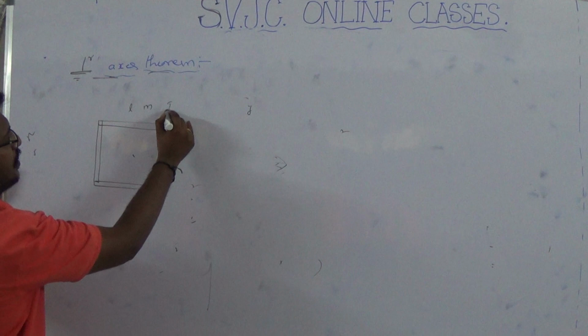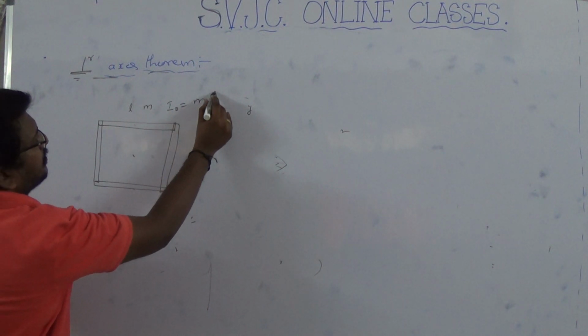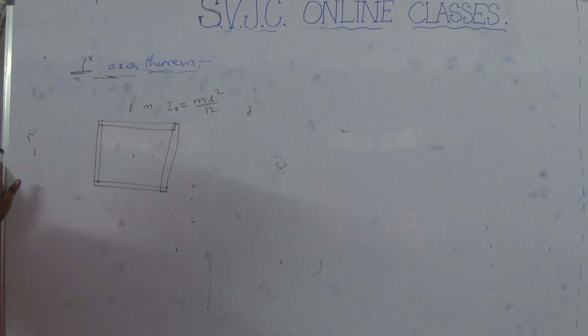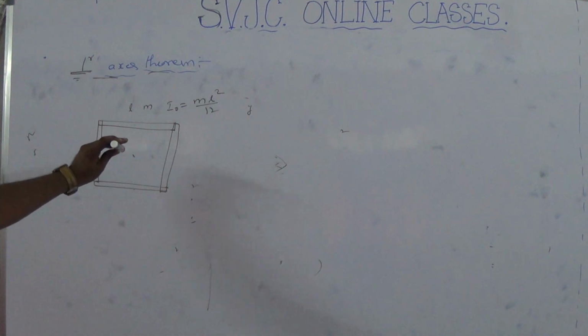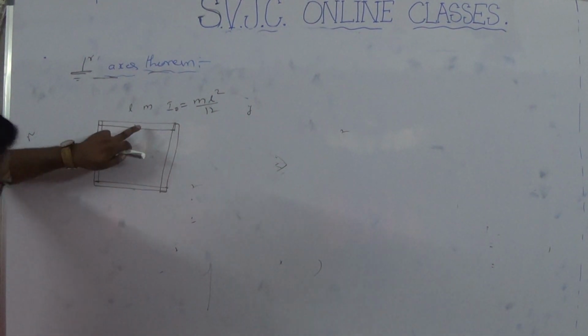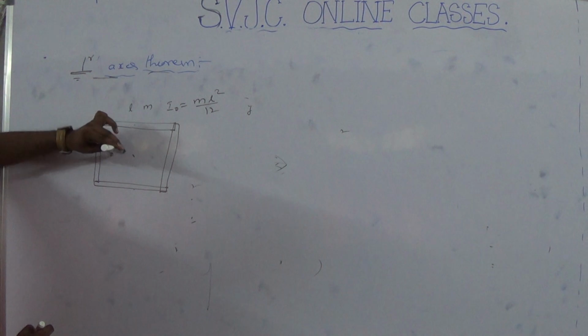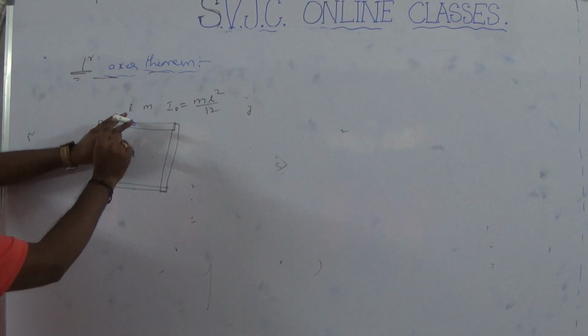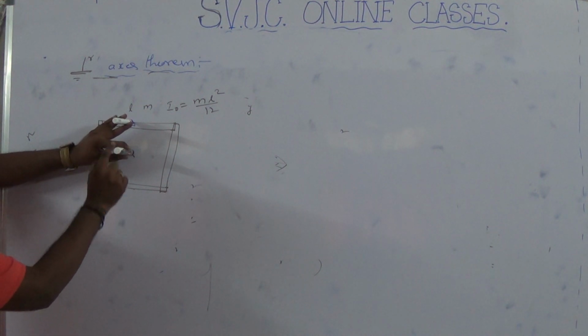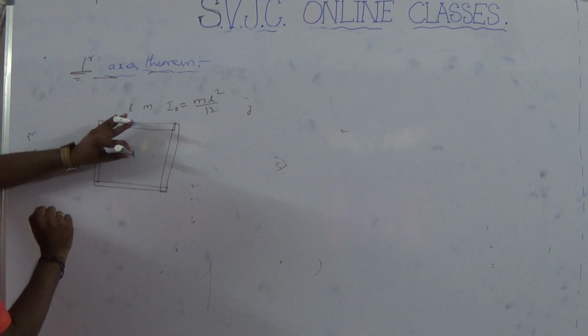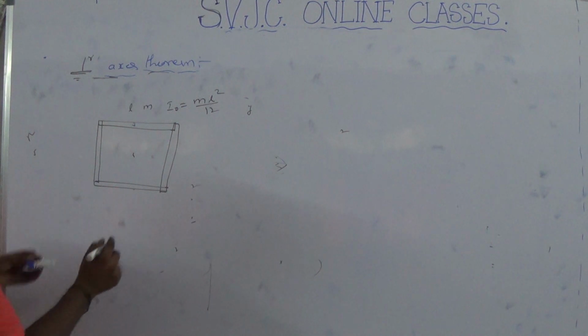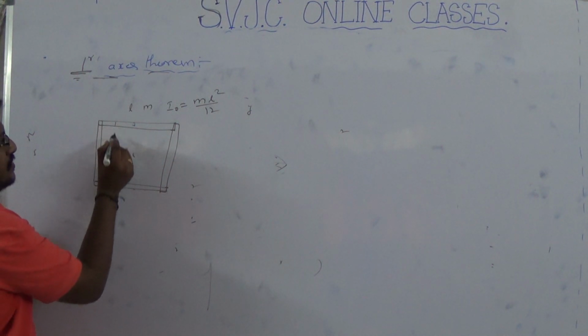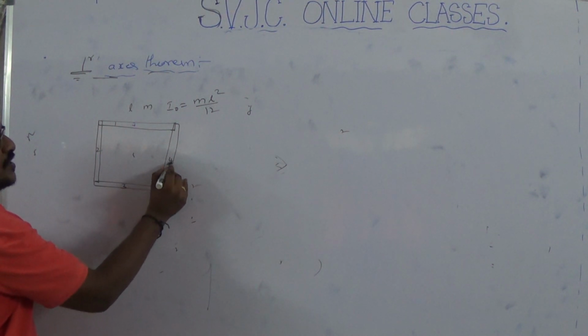We know that the value I naught is equal to ML square by 12. Now what is the moment of inertia of this rod only first, of this rod with respect to this axis? Here the two axes are parallel to each other. This is the I naught and this is the I. Now these two are parallel to each other, so we can use the parallel axis theorem. So the moment of inertia is for the first rod, second rod, third rod, fourth rod, as you wish.